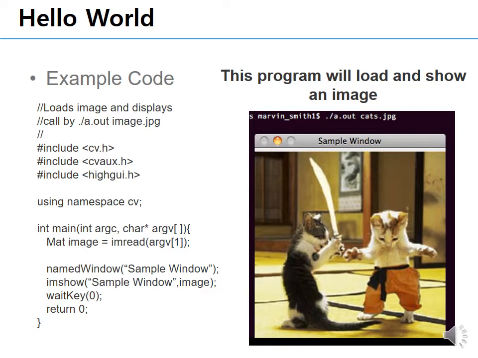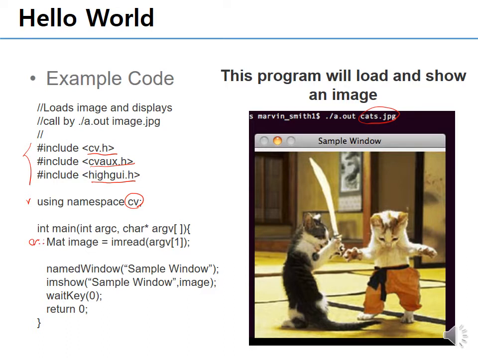This is example code of OpenCV. It reads cats.jpg and displays it on the monitor using OpenCV. They included cv.h, cvaux.h, and highgui.h. HighGUI deals with the windowing, making a window. Then, using namespace cv. If you don't define this line, you should write the cv.